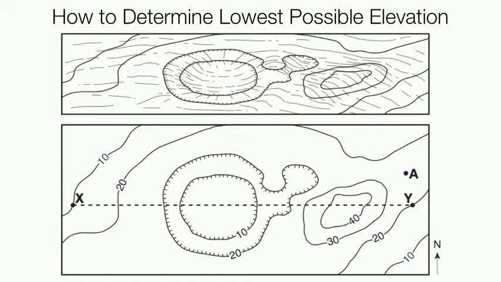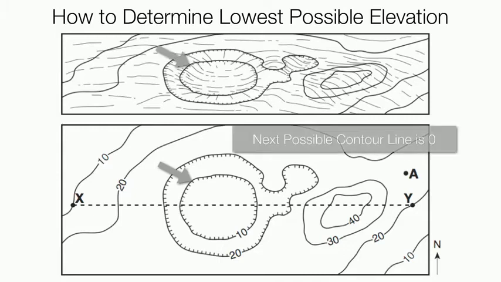So you want to try to find out the lowest possible point in this map. The first thing you have to do is figure out the lowest contour line that you have. In this case, it's your 10 line. Now that's not your lowest possible point. Your lowest possible point has got to be less than 10. The next possible contour line you could have on this map is 0, but you don't have that.